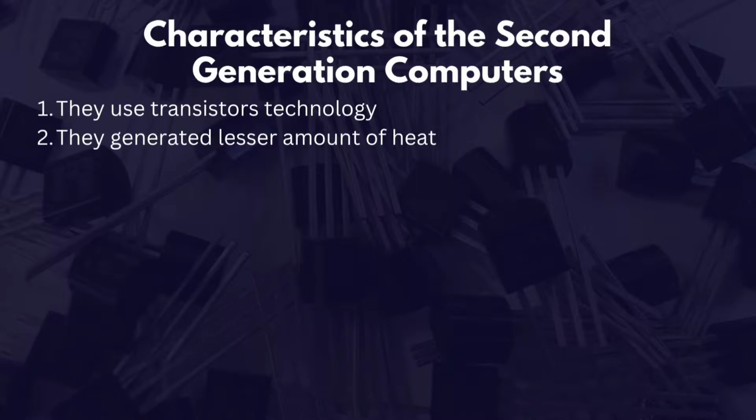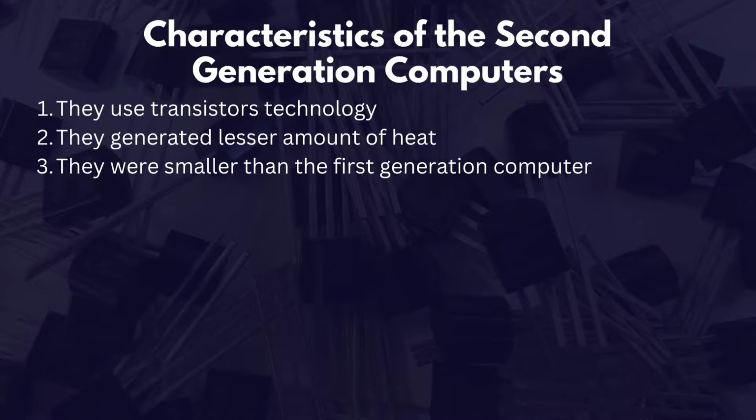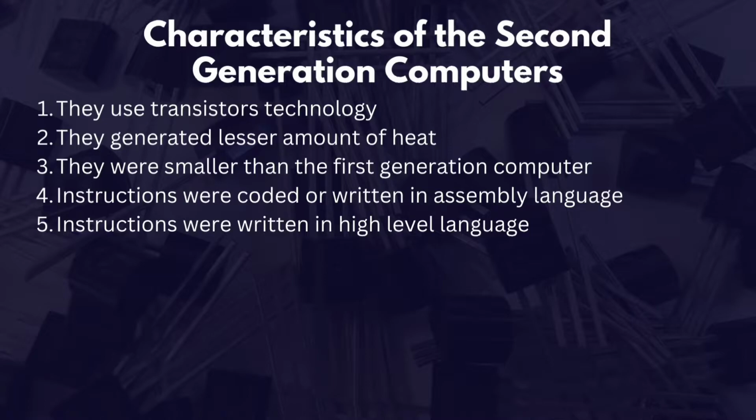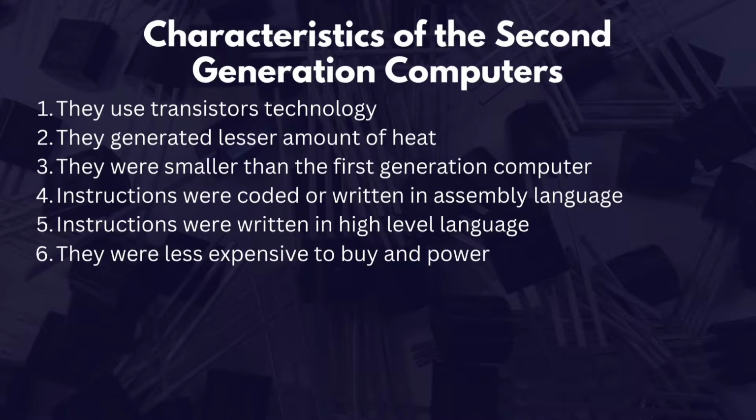Now let's talk about the characteristics of the second generation computer. First of all, they used transistor technology. They generated a lesser amount of heat compared to the first generation. They were smaller than the first generation computers. Then instructions were coded or written in assembly language, just like I mentioned earlier. Instructions were also written in high-level languages.